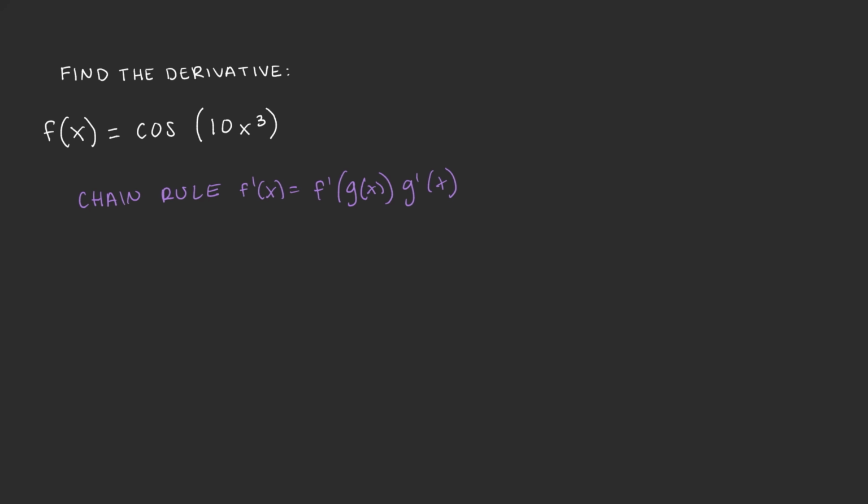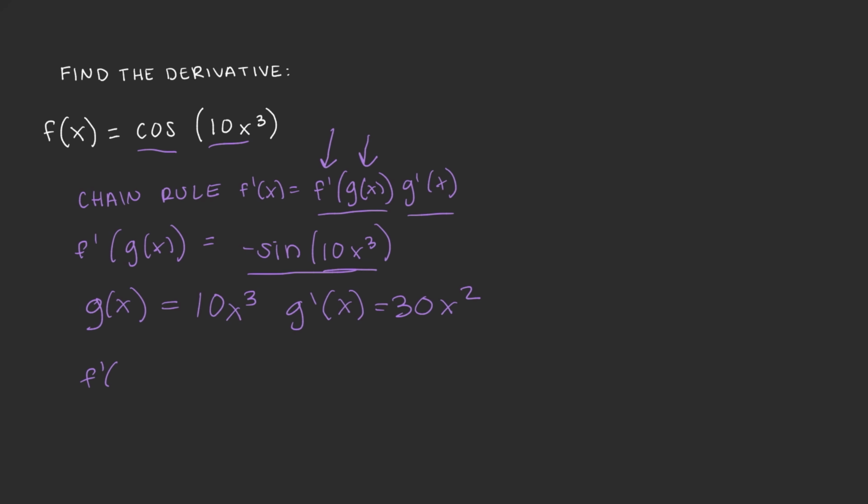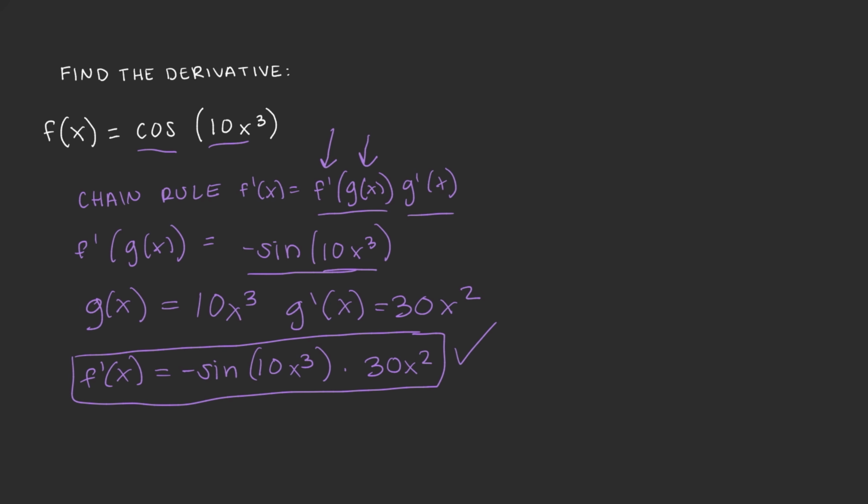The second portion, so our g of x is just 10x cubed, but g prime of x would be 30x squared. So all put together, f prime of x would be negative sine 10x cubed times 30x squared. That would be our final answer.